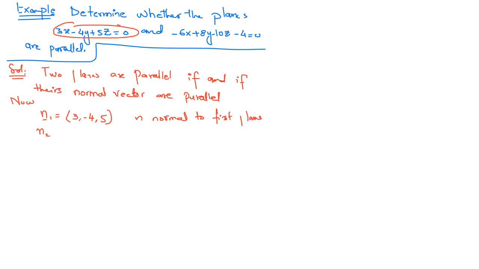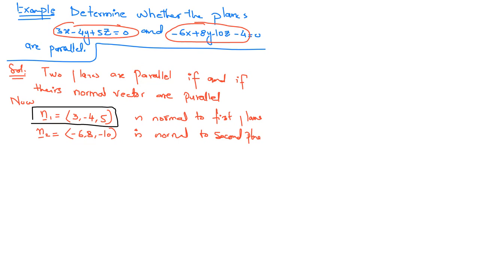What about the second normal vector? The second normal vector regarding this one will be minus 6, 8 and minus 10. It's normal to the second plane. Now we want to check whether these two normal vectors are parallel or not. Can we find any scalar that, if I multiply with one vector, gives you another vector? Is this possible?